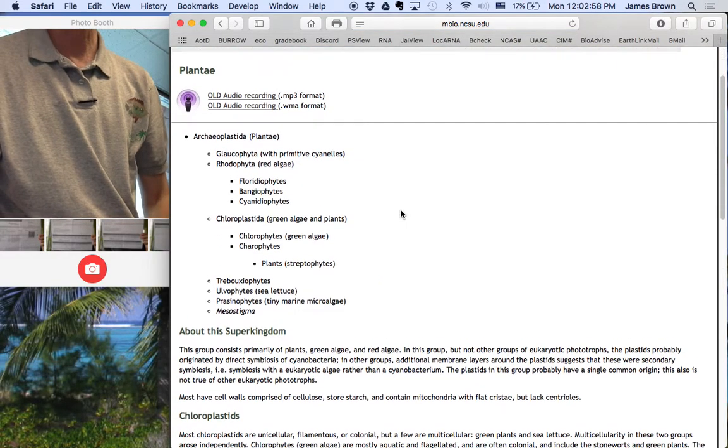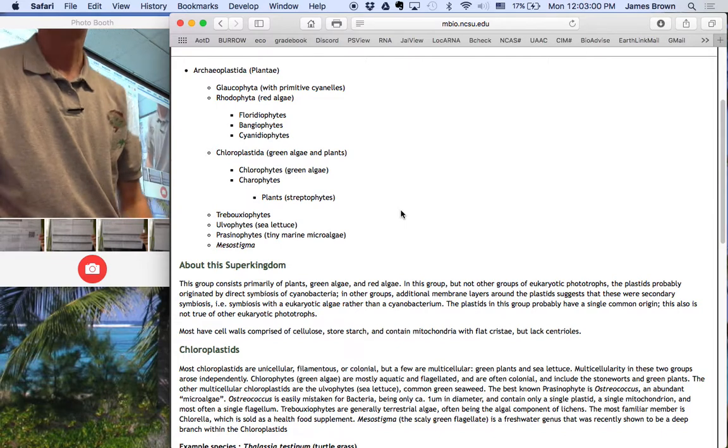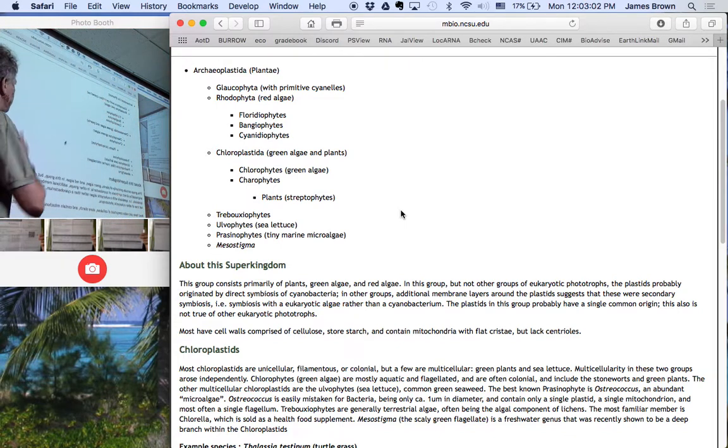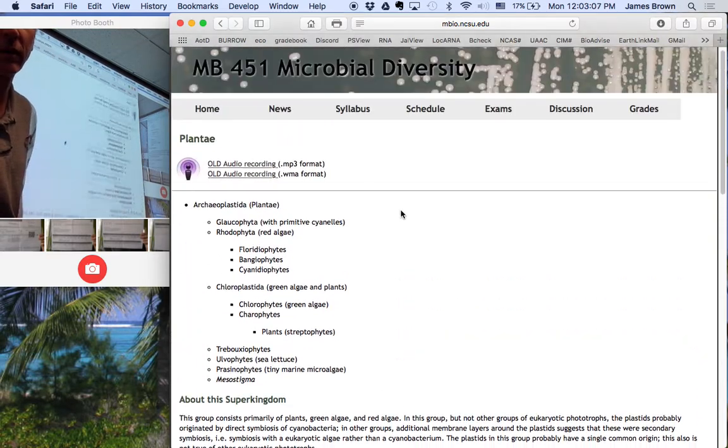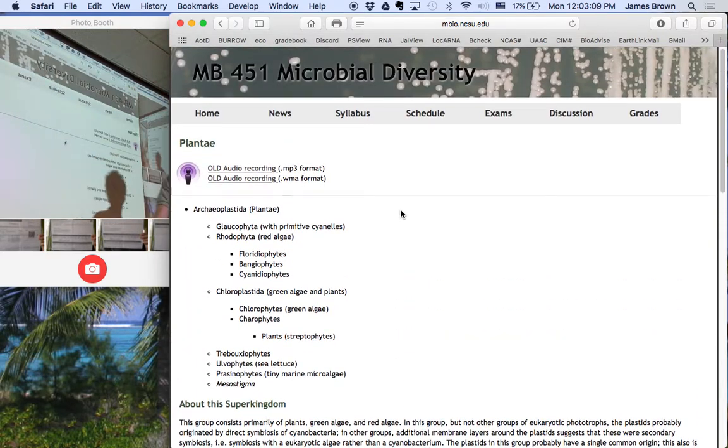So here's another familiar group, the plants, or archaeoplastids. I should pull this down so I can point at it. So here are the plants themselves, the chlorophytes, that includes the green algae. Down here, the charophytes, the green algae. There are also the red algae.